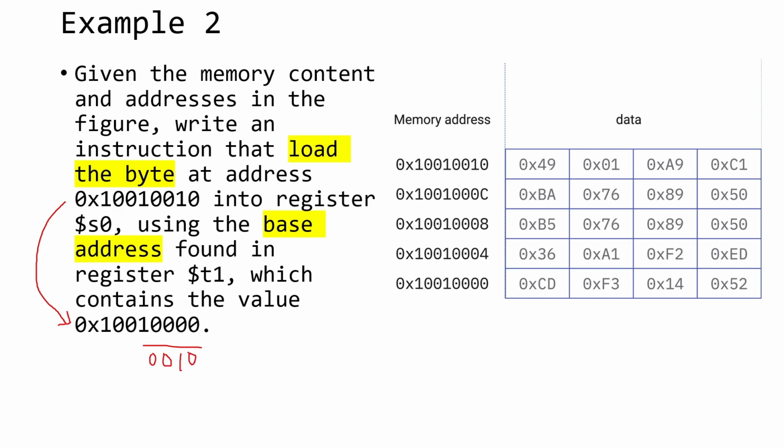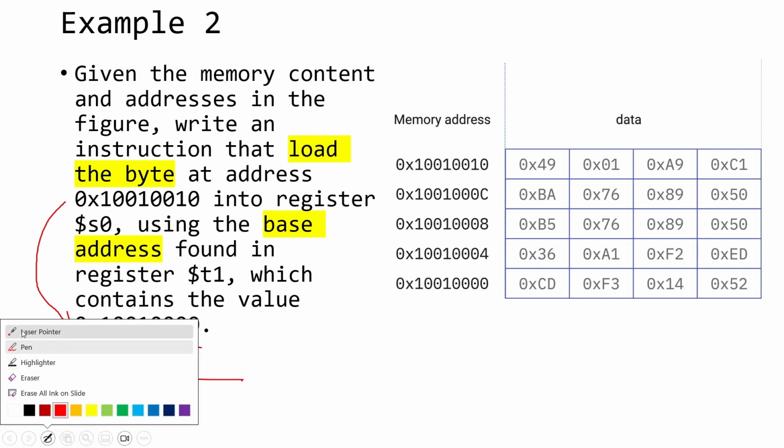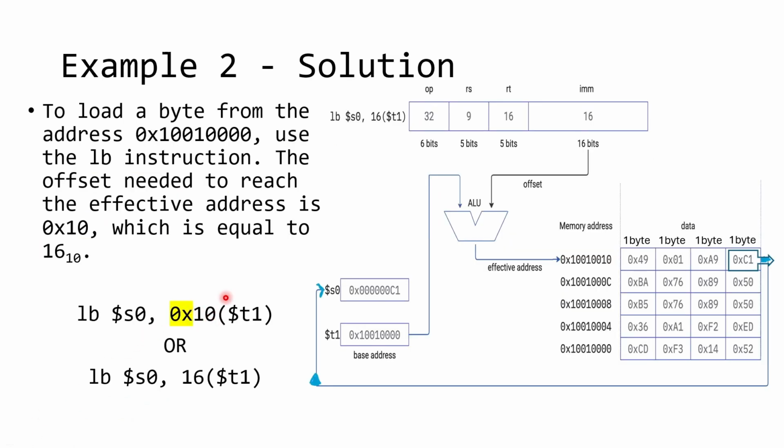0010. So don't forget to put 0x at the front. Now this is your immediate. Once you get the immediate, you can put it in the immediate position here, 0x10. Because we are using hexadecimal, you can put a 0x. And if you want to represent it in decimal, yes, you can convert it to decimal.